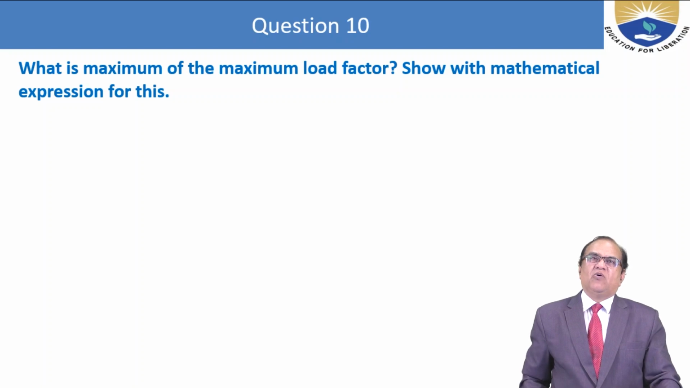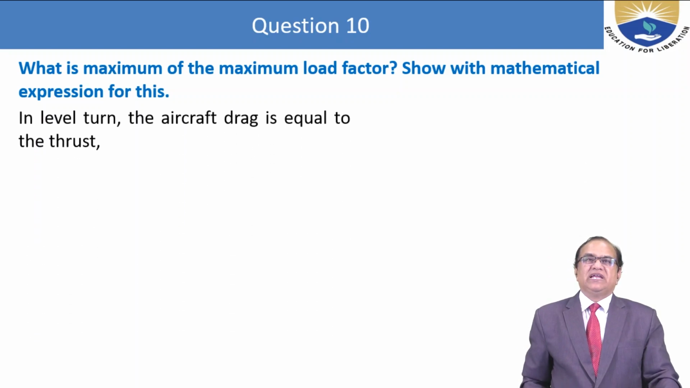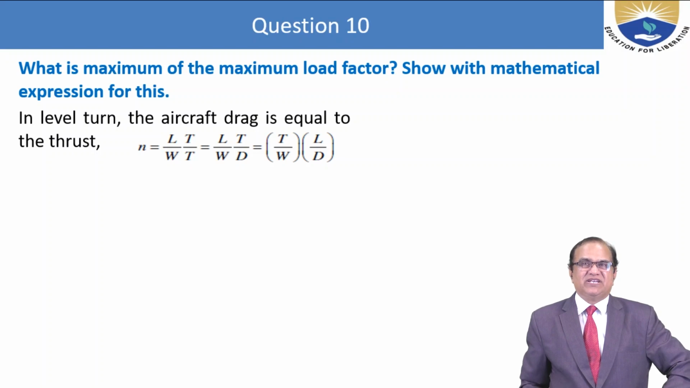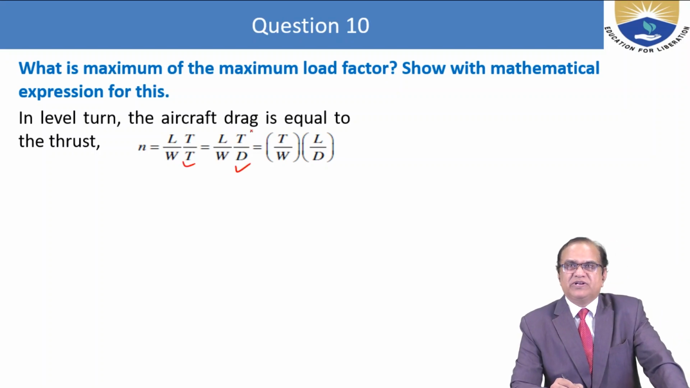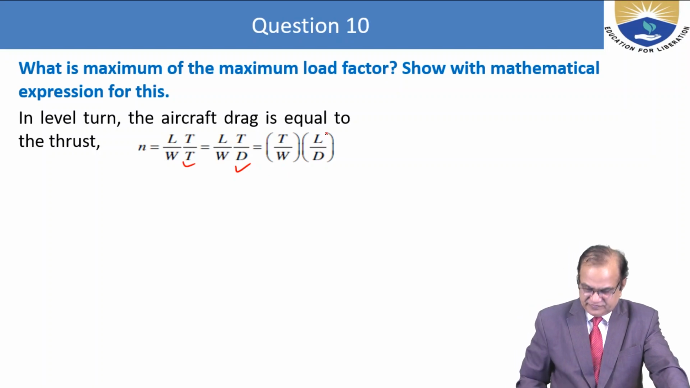Question number 10. What is the maximum of the maximum load factor? Show with a mathematical expression for this. In level turn, the aircraft drag is equal to the thrust. So we know that n is equal to L by W. We can write T by T, L by W, T is equal to D. So L by D, L by W, T by D. Now we can change to T by W and L by D here.